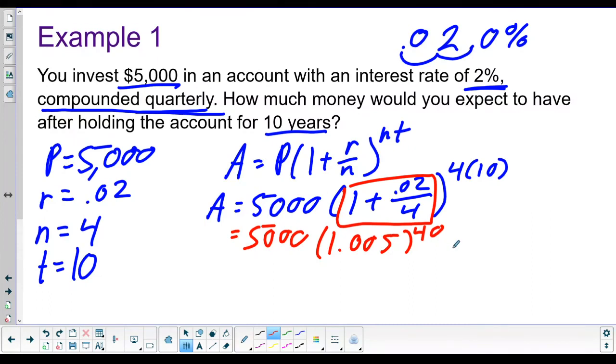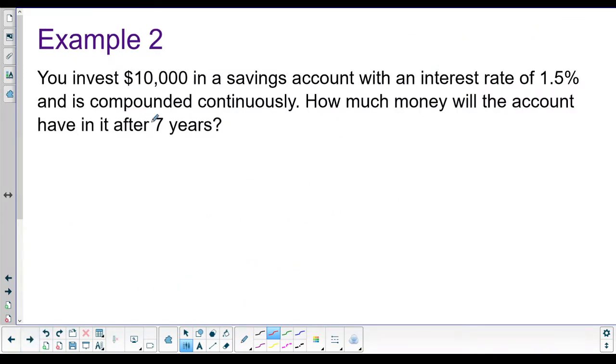So you take this thing, you throw it in your calculator very carefully, and you get your answer. A is in dollars, of course, because we're talking about money, $6,103.97. And it's really just that easy. You just find your information out of the problem, plug it into the equation correctly, and then crank that thing out with a calculator. All right, let's look at one that is compounded continuously.